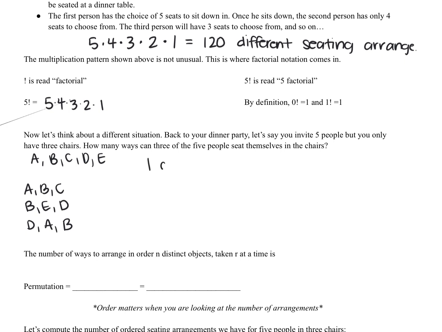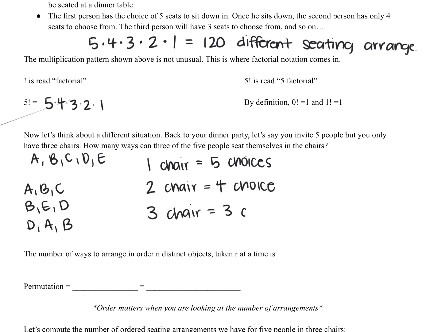The first chair has 5 choices because you've got 5 people that can choose that first chair. Your second chair then only has 4 choices because now there are only 4 people. And the third chair only has 3 choices. I don't have to keep going at this point because now I'm out of chairs. So I only have to do 5 times 4 times 3 since there are only 3 chairs, which gives us 60 different arrangements.